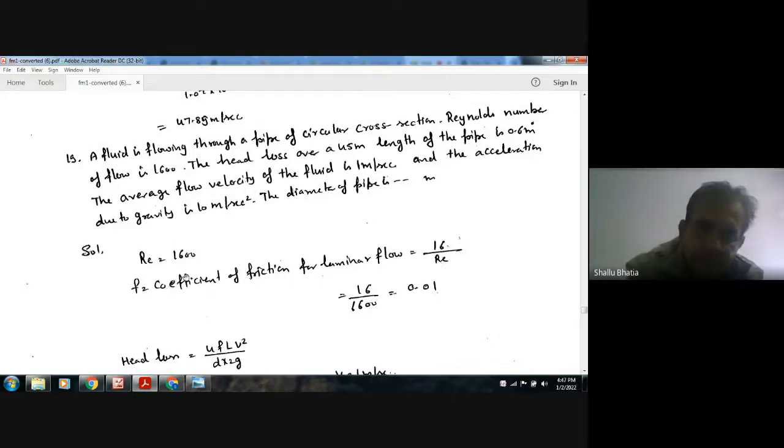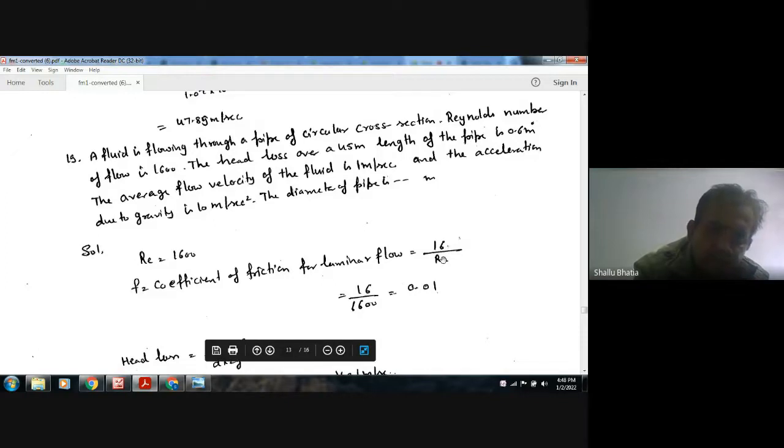In case of laminar flow, this is a laminar flow because the Reynolds number is 1600, and it is an internal flow. So we will use the condition according to laminar flow. And in case of laminar flow, the coefficient of friction is given as 16 by Re, and Re is 1600, so the coefficient of friction is 0.01.